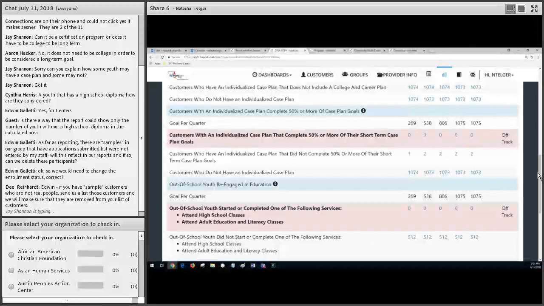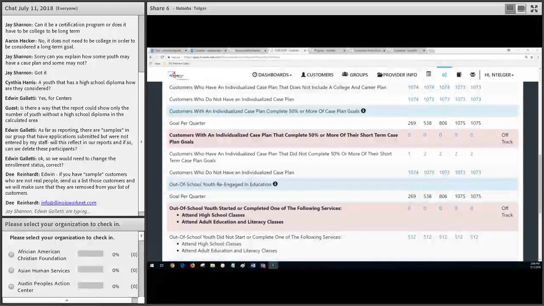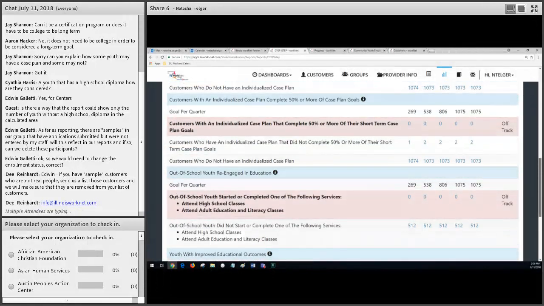Right. Okay, so here's the question. As far as reporting, there are samples in our group where applications were not entered by myself. So you're just asking if you guys were just testing things out to get used to the system, and so they're not really real people. Yes, you should let us know who those people are so we can remove them from your area. Where do I send that list? Info at. Okay, I'll type that in there. Or to me, either one, but typically we have this info at.